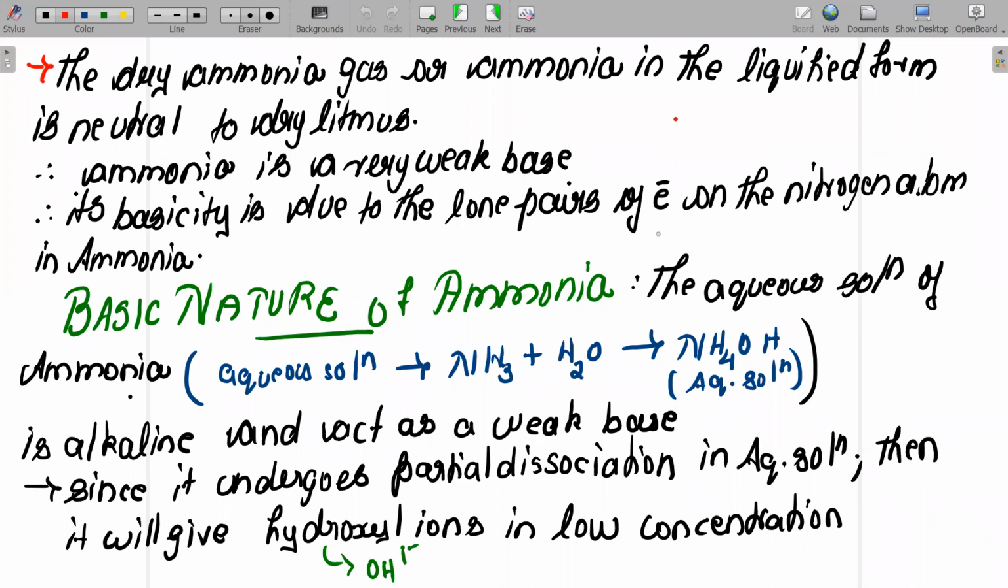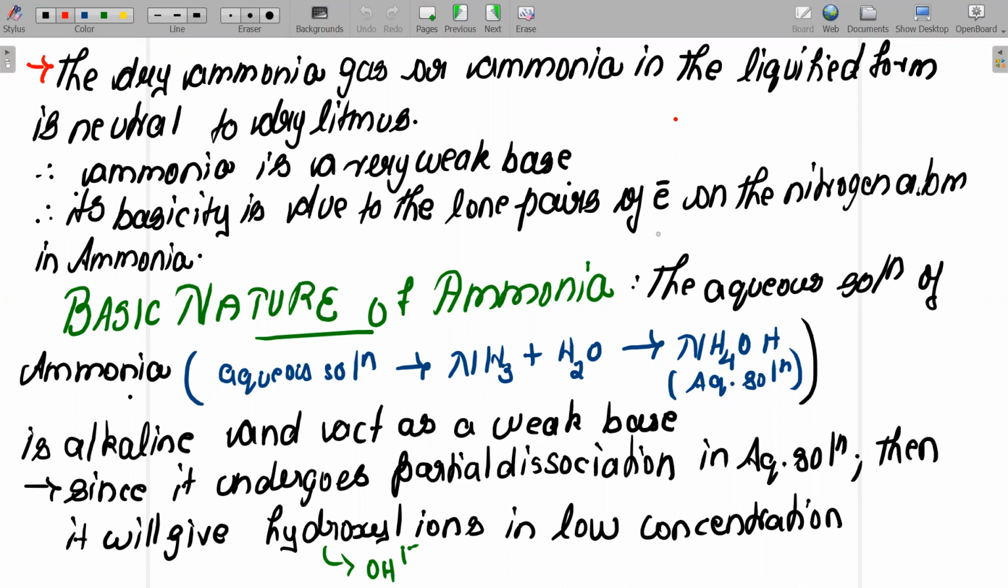For that, children, you take some ammonia, add some water, and we get NH4OH. This NH4OH is nothing but the aqueous solution of ammonia, which is alkaline and is a weak base. Why is it a weak base? You know that: the lone pair of electrons on nitrogen. Now, if partial dissociation happens in the case of NH4OH, then what happens? NH4 plus and OH minus will come, right?